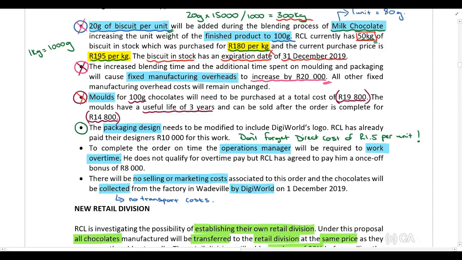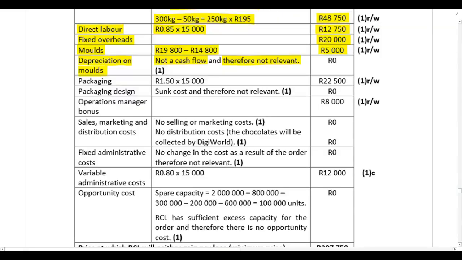Okay. Now we get to the packaging. The packaging design needs to be modified to include DigiWorld's logo. RCL has already paid their designers 10,000 Rand for this work. So if they've already paid the designers, that is a sunk cost. It's money that's already been spent in the past. It is not a future cash flow, and therefore it is not relevant. So for the packaging design, it is a sunk cost and therefore not relevant.